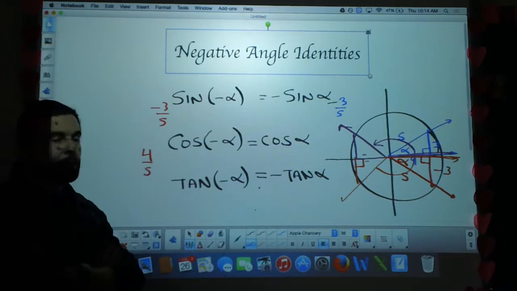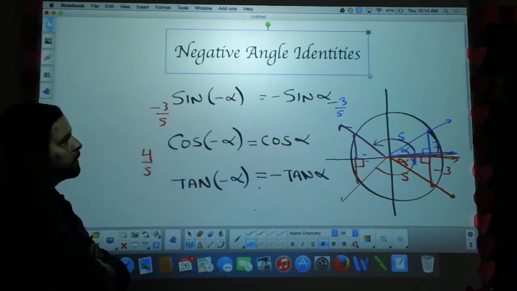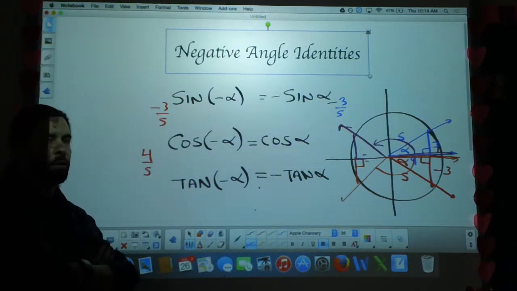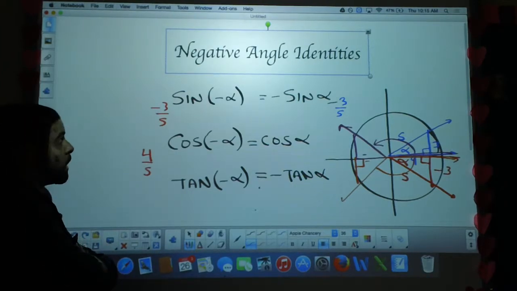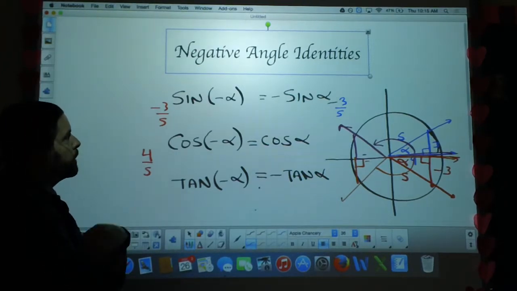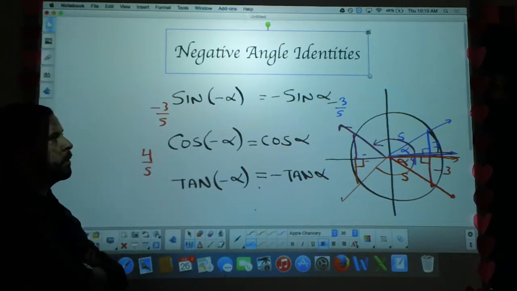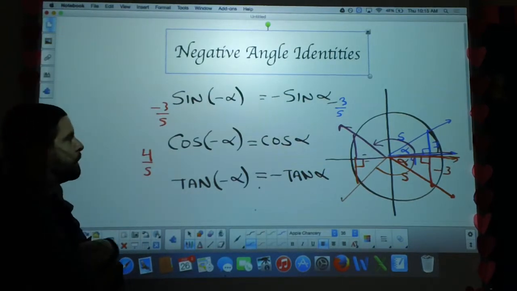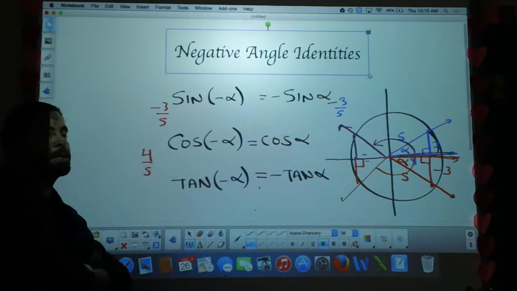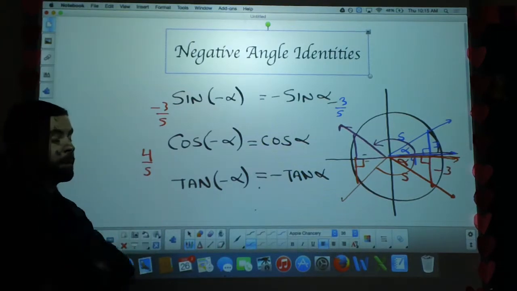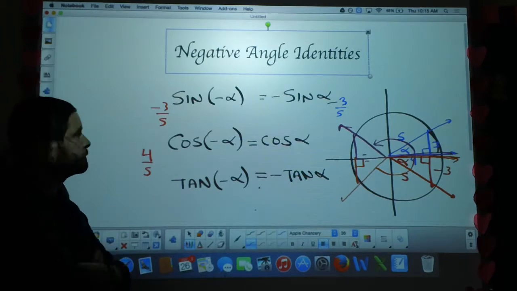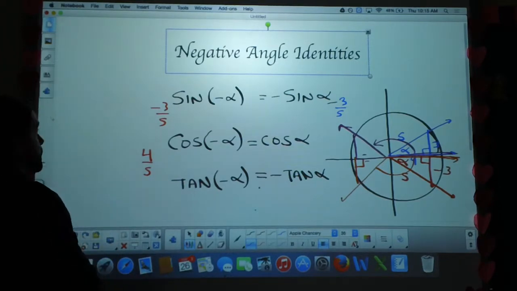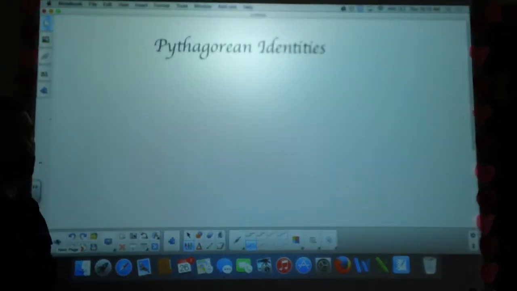That's just 3, but you know, when you flip a fraction over, it doesn't change from positive to negative or vice versa. So this identity would be the same for cosecant, and this identity would be the same for secant, and this identity would be the same for cotangent. Okay, onward. Let's talk about Pythagorean identities.